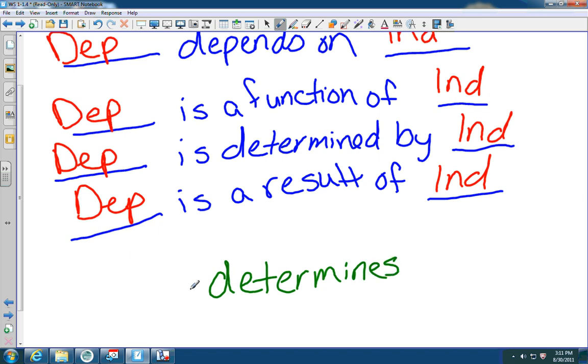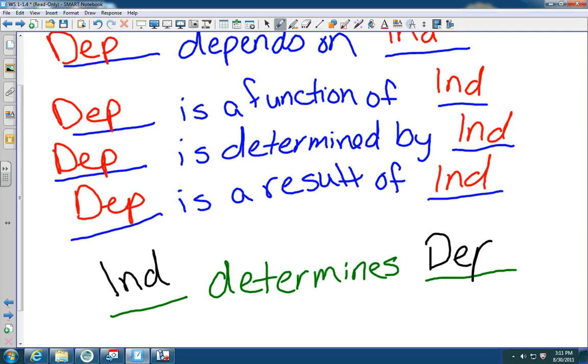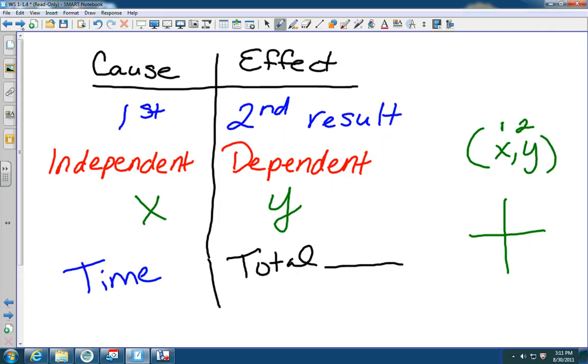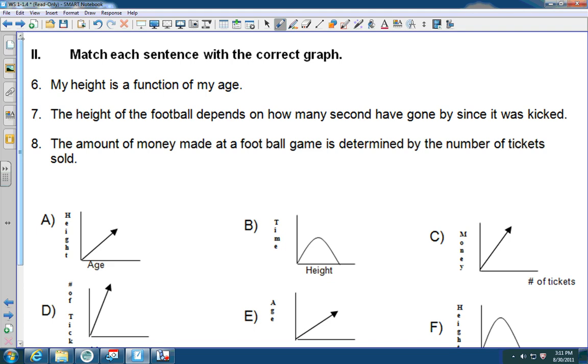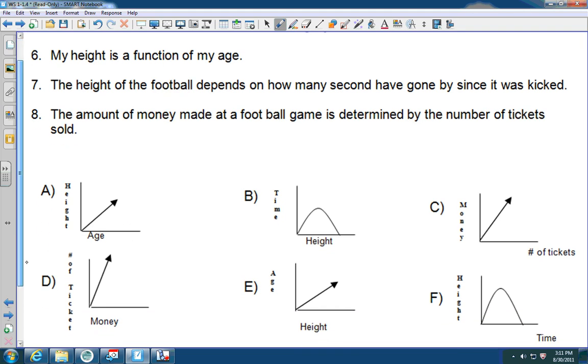In that case, blank determines blank. Well, the independent variable is going to determine the dependent. This is the one that will be different, so you need to be careful. You can't always say that you put the dependent first. Next, let's see, we already wrote that down. Okay, we're supposed to match the graph that goes with these sentences.